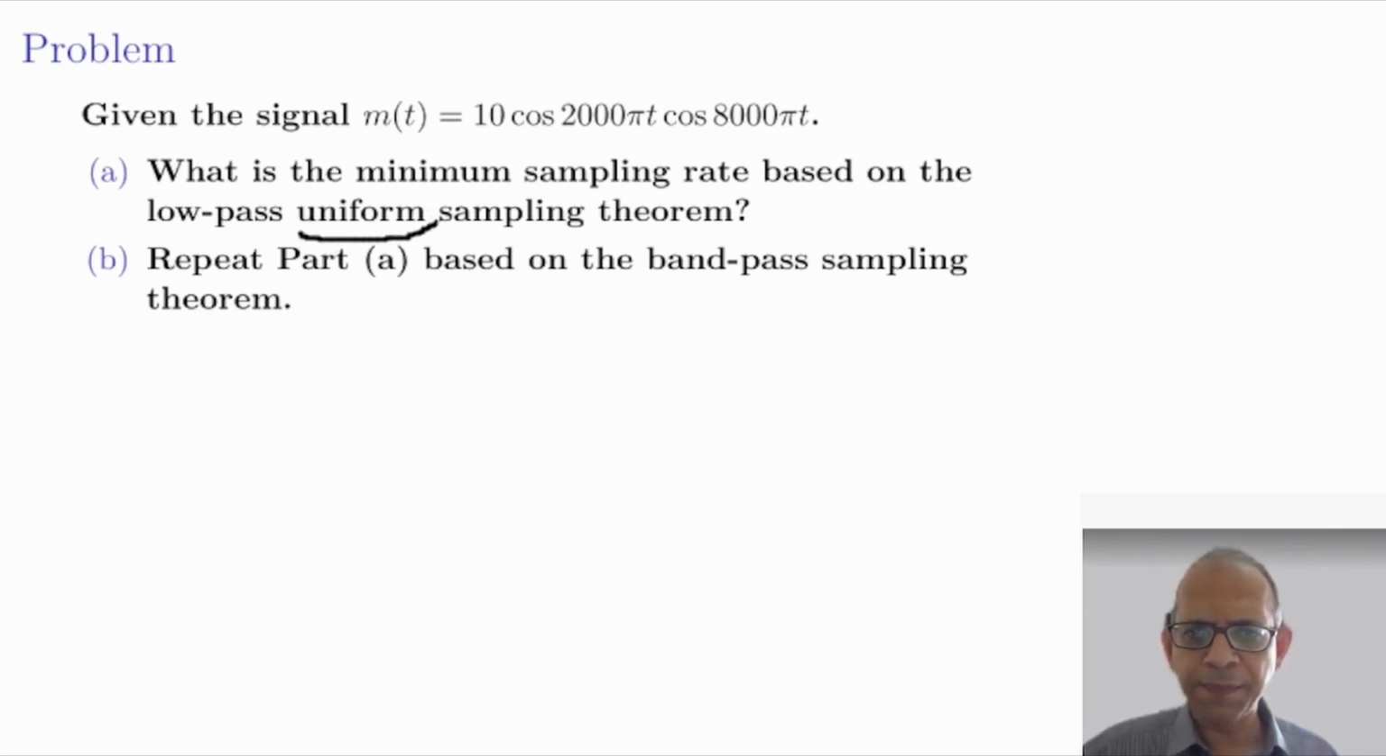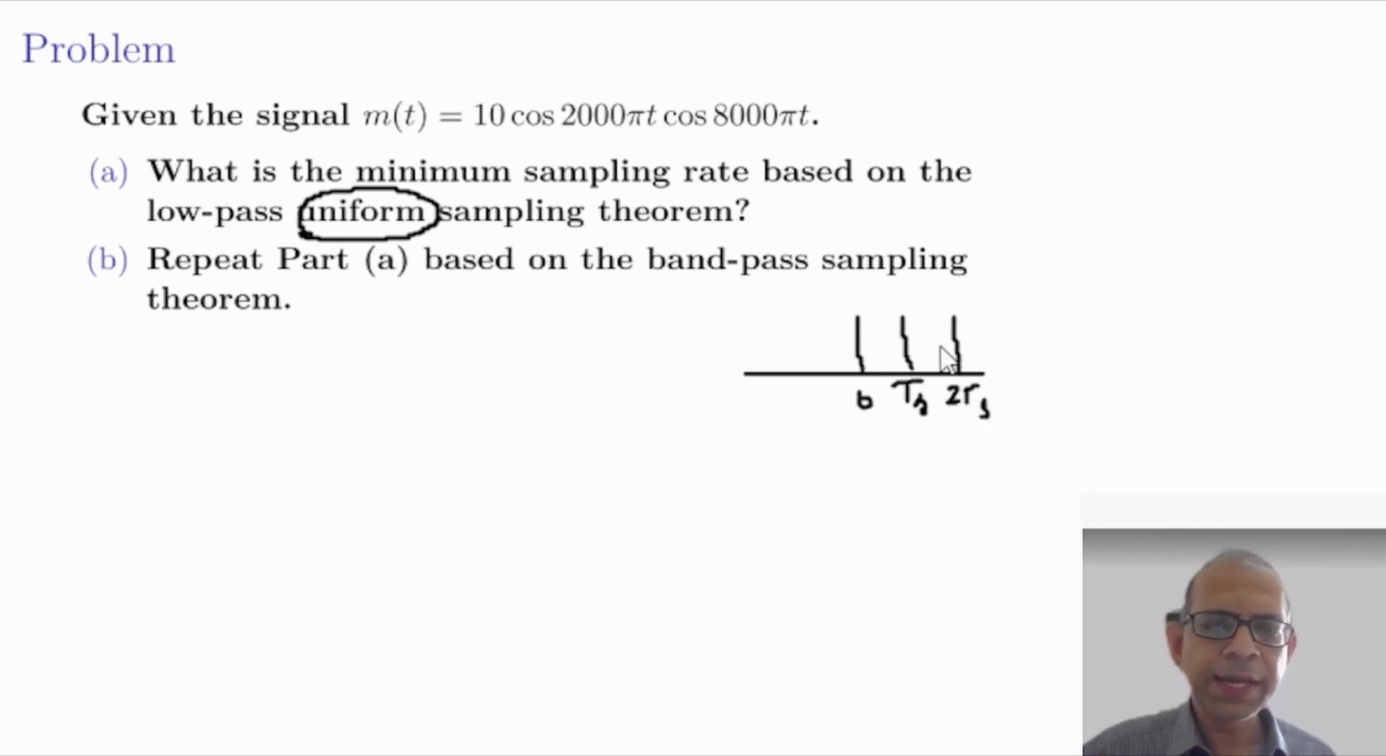The sampling that we have seen is uniform sampling, because the samples that we take are uniformly spaced. So this is 0, this is TS, this is 2 TS, and so on. The gap is TS between two successive samples, and that is what we mean by uniform sampling.